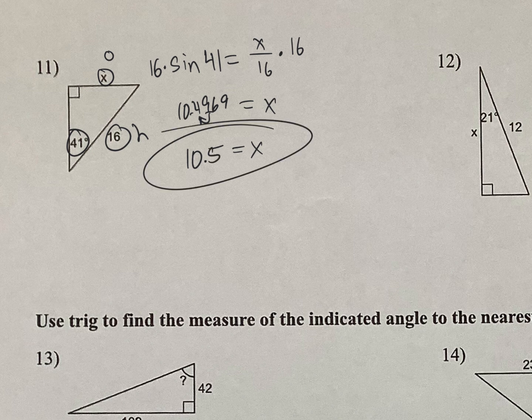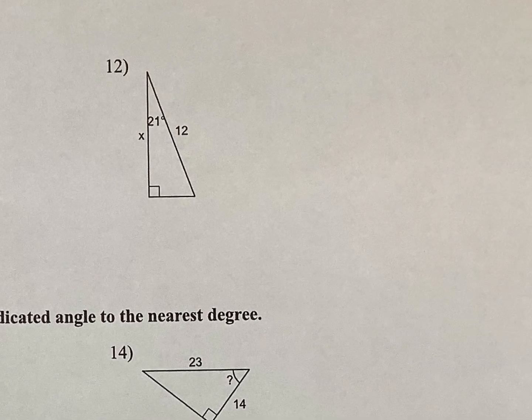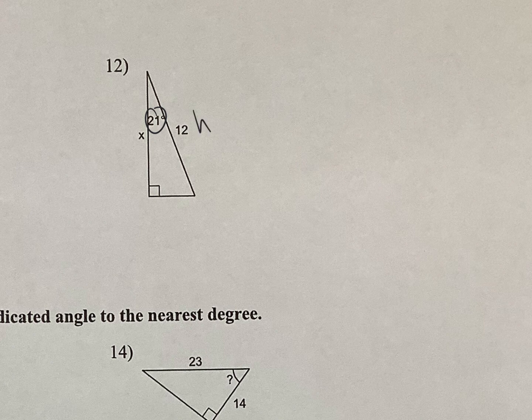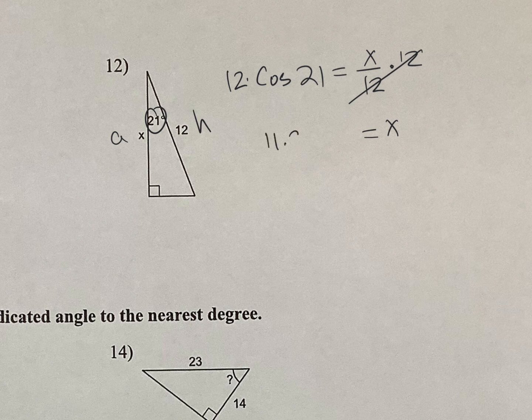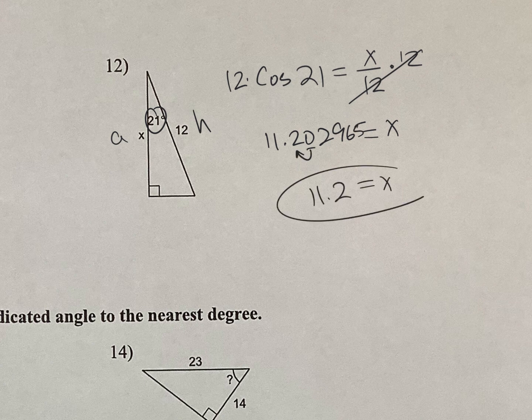All right, number 12. There's the corner. That's our hypotenuse. That's our adjacent leg. That's cosine. Cosine of 21 is equal to the adjacent leg x over the hypotenuse 12. So multiply by 12. And x is equal to 12 times the cosine of 21. 11.202965. So 11.2 is your answer.